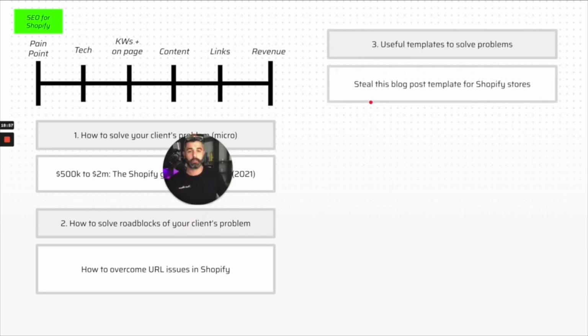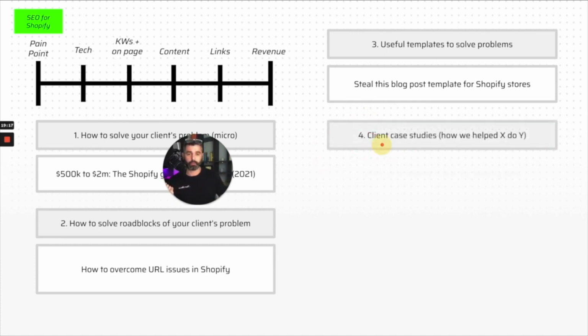Useful templates here. Steal this blog post template for Shopify stores. Again, if you're working with Shopify stores doing content, then I'm sure you've come up with some sort of content templates. I know we have content templates that work really well for B2B SaaS, which we work in. We're actually working on turning those into blog posts now. Really good high-level stuff to get them to opt into.